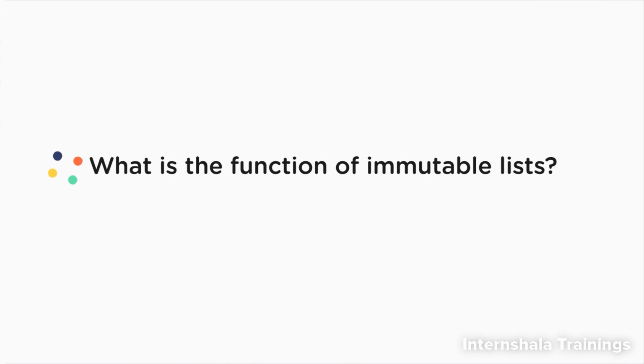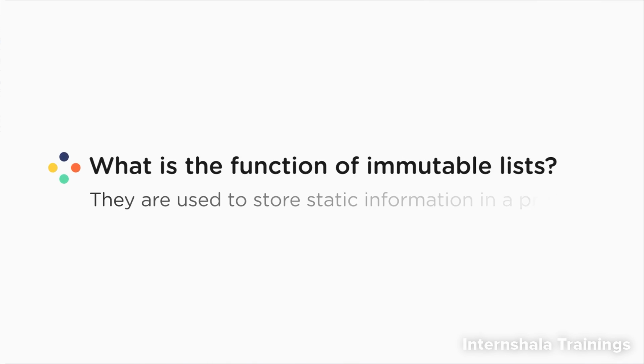So what is the function of an immutable list? Just like val-type variables are used to store static values in a program, similarly, immutable lists can also be used to store static information in a program. So that was all about immutable lists.